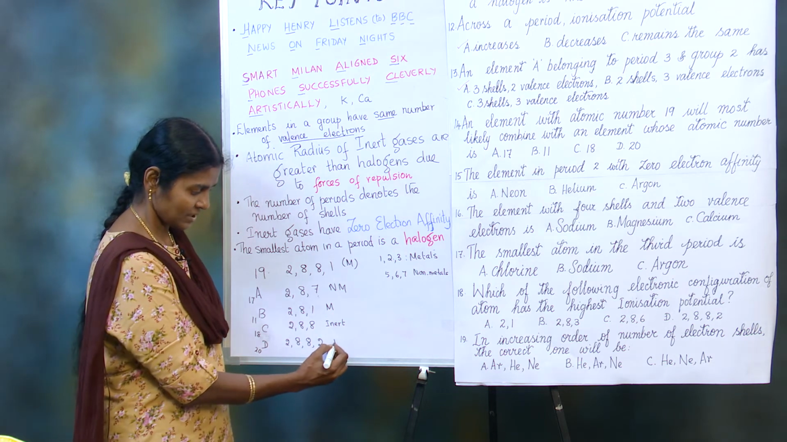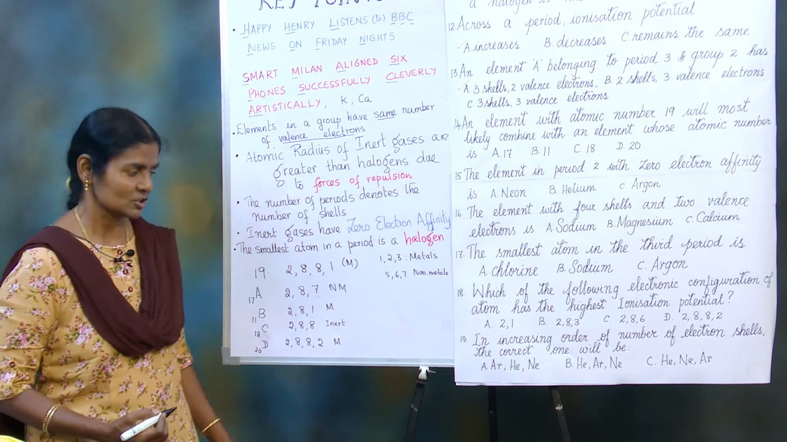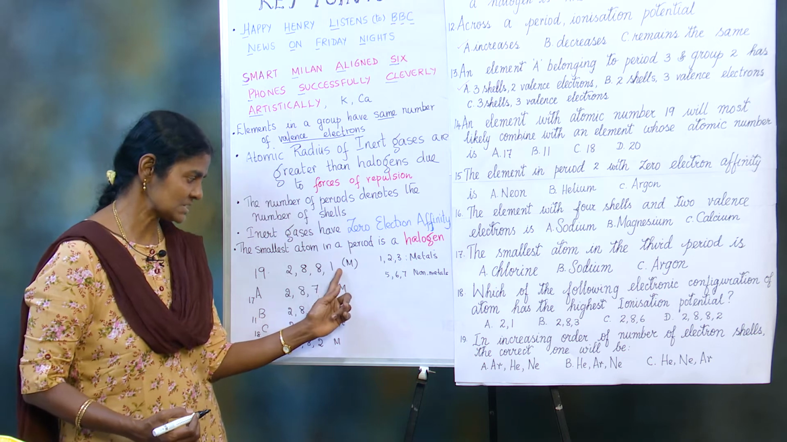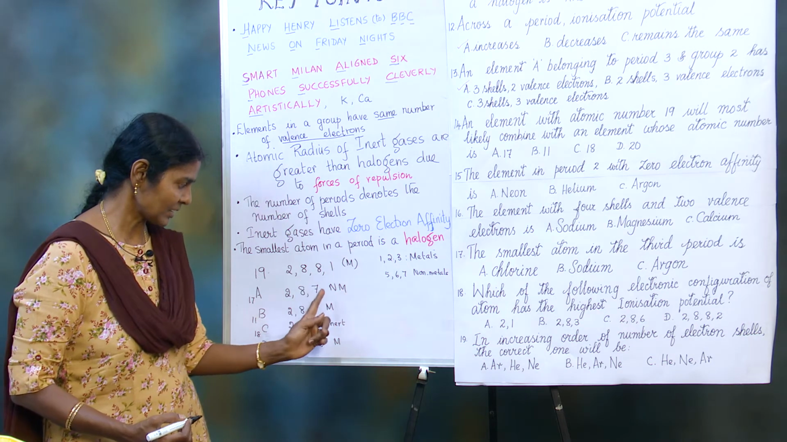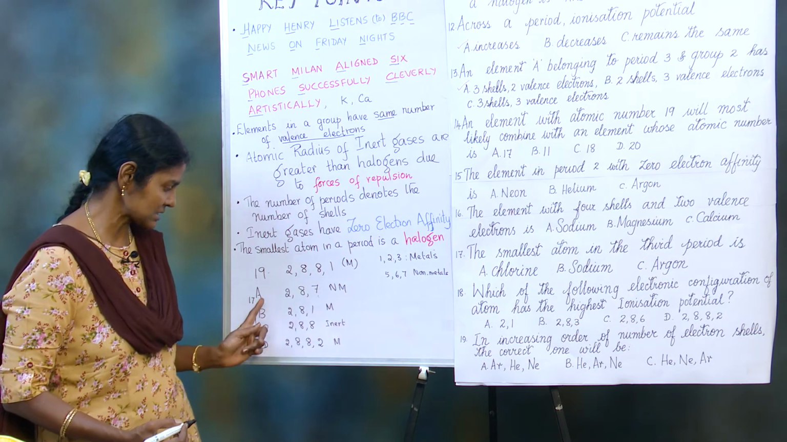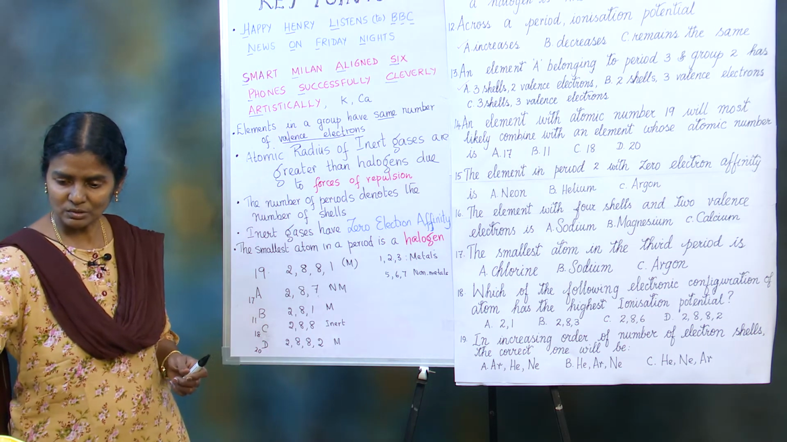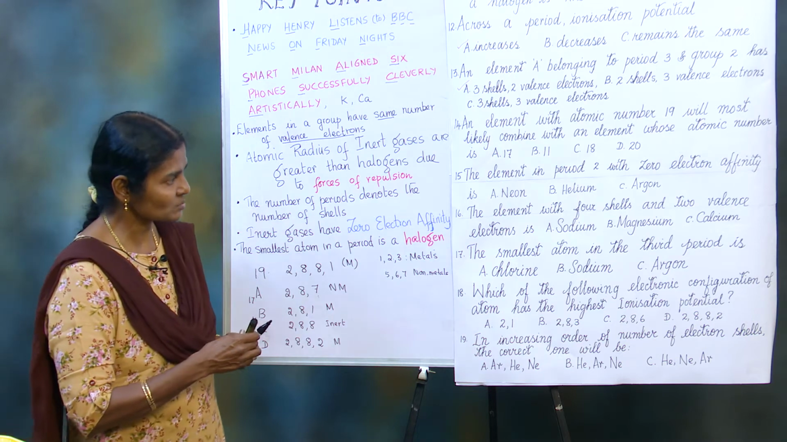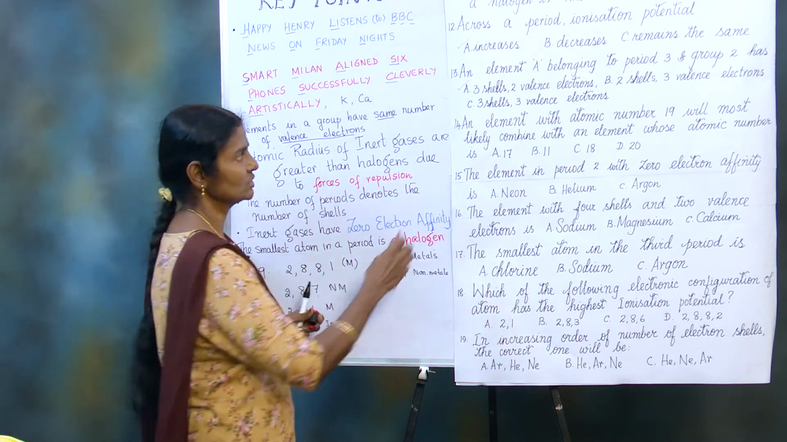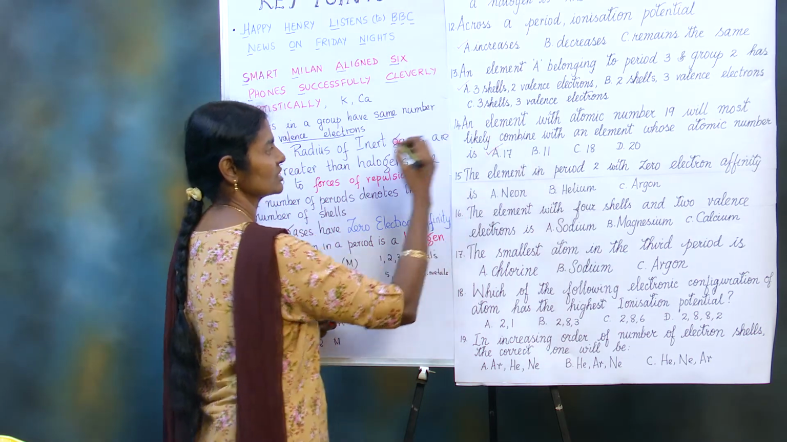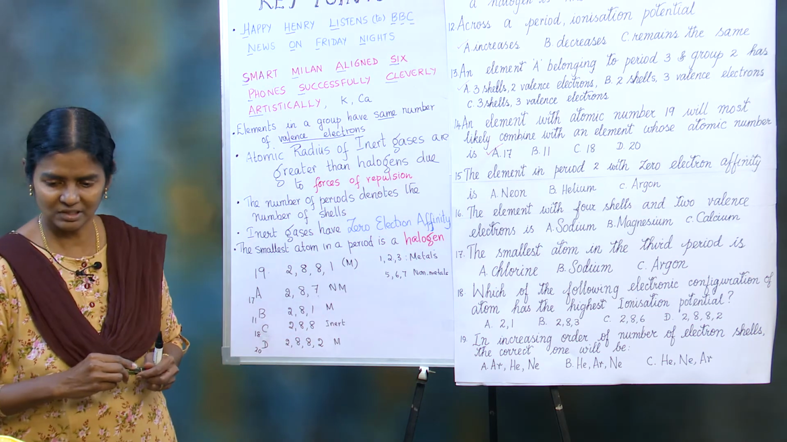2, again it is a metal. So probably this element would combine with a non-metal, that is A, atomic number 17. So the answer for this would be A, atomic number 17. Alright.